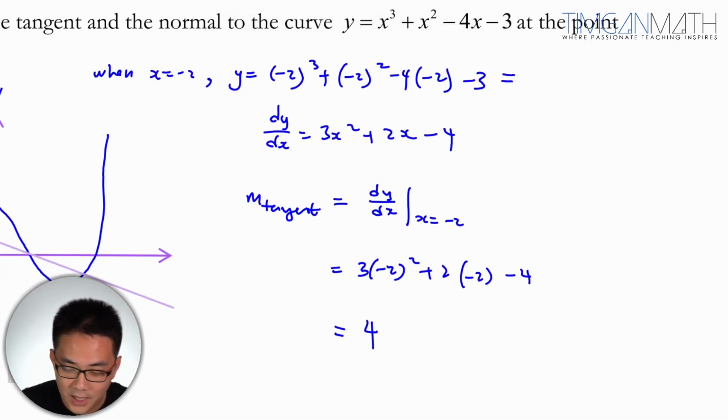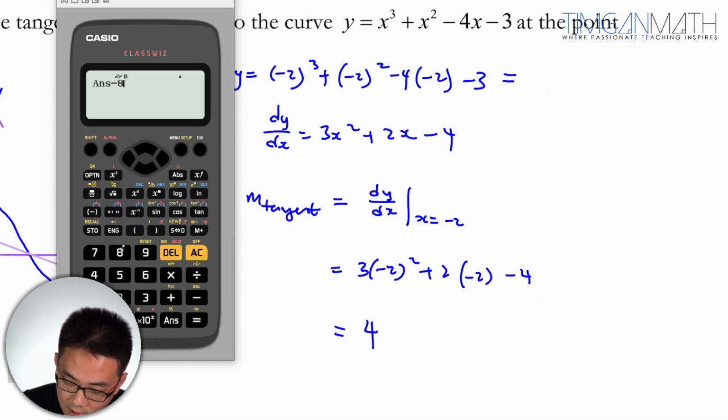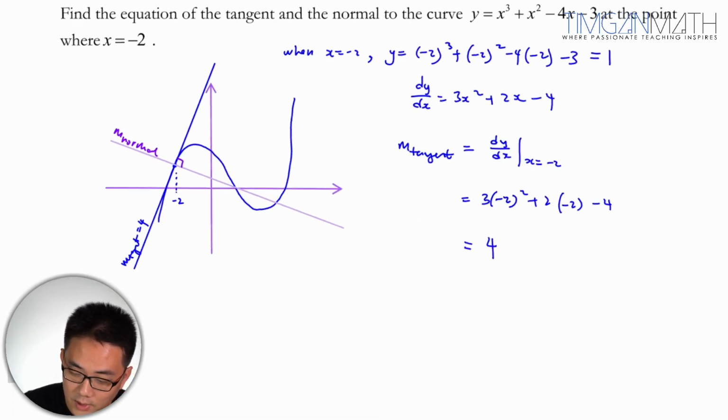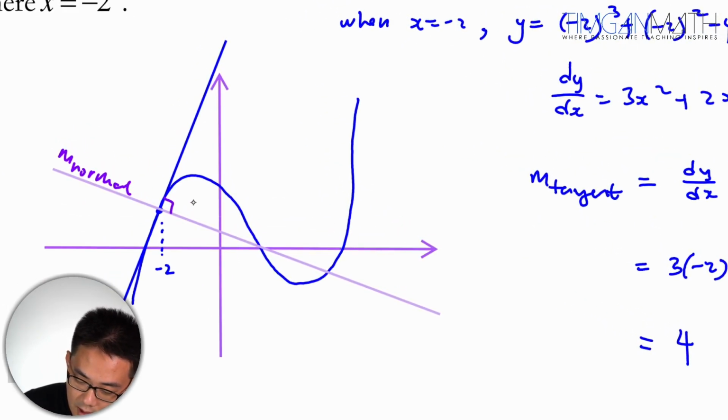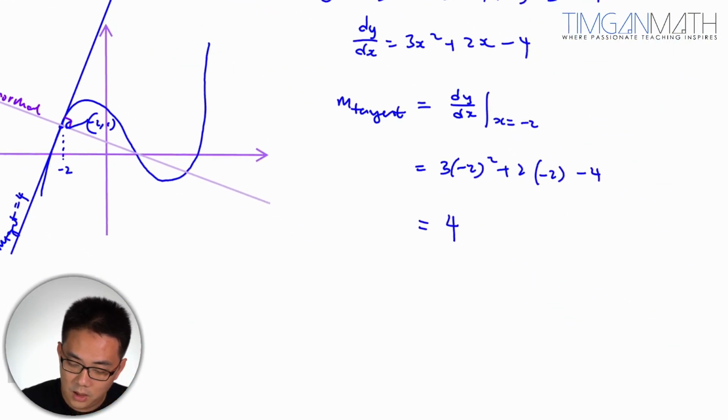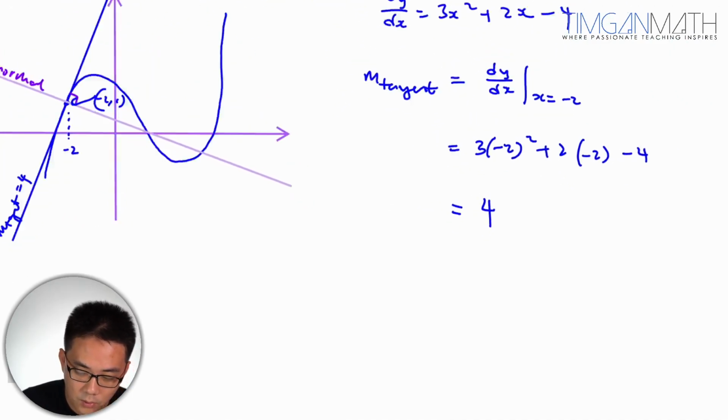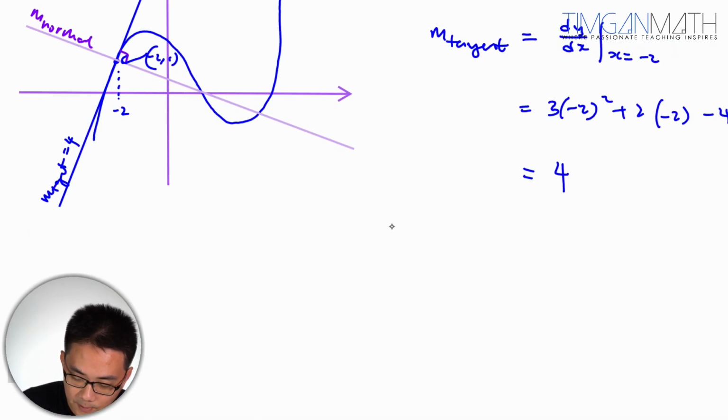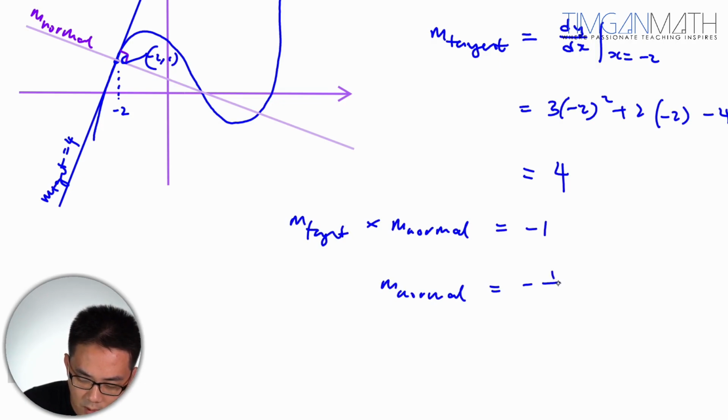In this case, key it in the calculator, it will be -8 plus 4 plus 8 minus 3, which is 1. So there's a 1. So this point here is actually (-2, 1). Now we want to find the equation of the tangent and the equation of the normal. Let's find m normal first because it will be easier. m normal times m tangent, because the perpendicular is -1, so m normal would be -1/4.